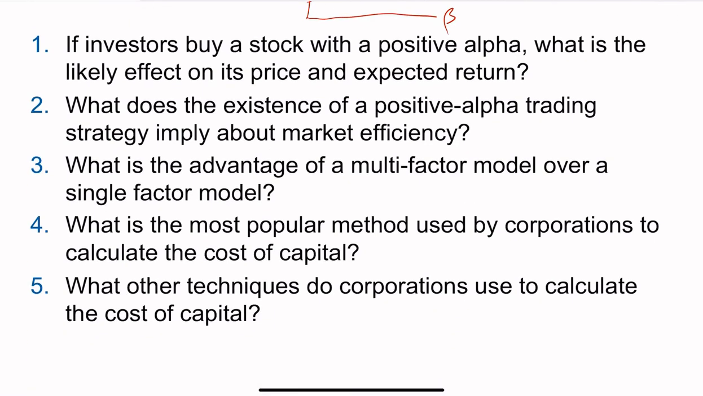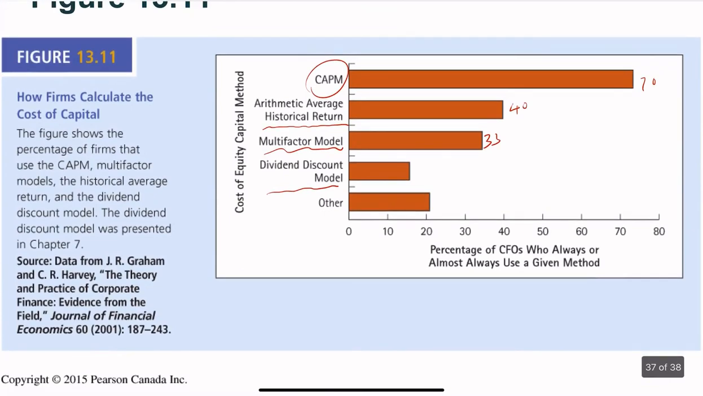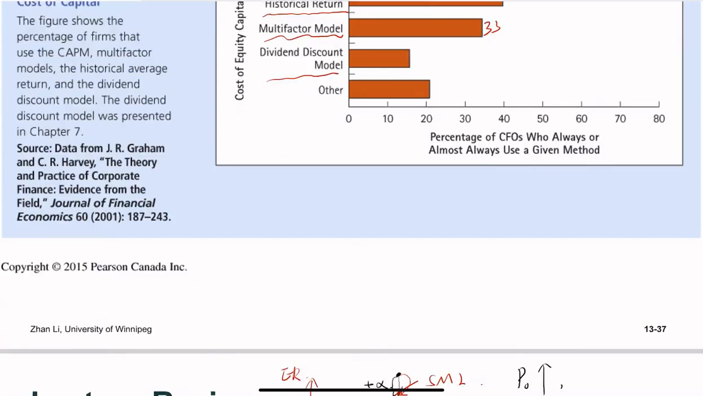What is the most popular method used by corporations to calculate the cost of capital? This is directly related to this graph here, and we can see that the most popular model is CAPM. But again, as I said, it's also important for you to understand there are other methods, such as the very simple average historical returns and the multiple factor model we just discussed.